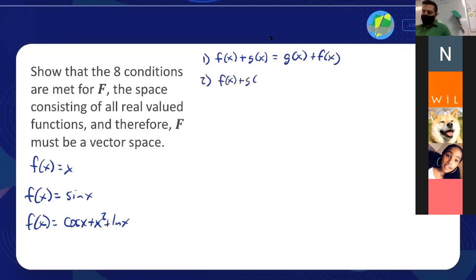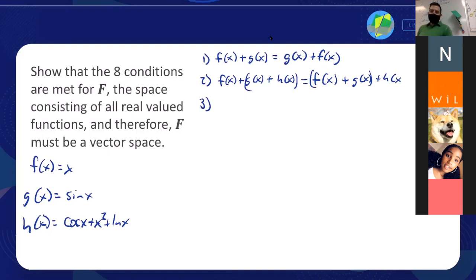Same idea. Could you think of any time where I took 3 real valued functions and added them in different orders? So let me label these f, g, and h instead of what I just did. So like if I took x plus sine x plus cosine x plus x squared plus natural log of x, would it matter which order I added them in? No. Okay, does there exist a function that acts like 0? Well, sure. 0 is a function, right? And that if I add that function to any other function, nothing changes. Or is there basically an additive inverse of every function? Yes.